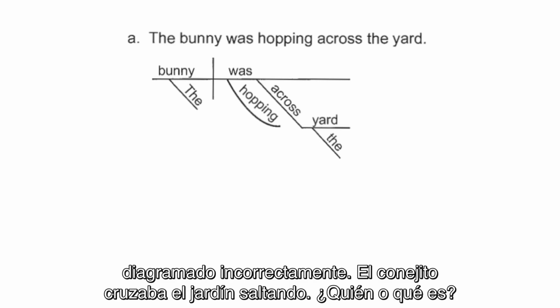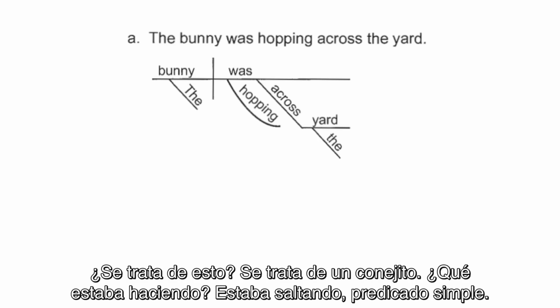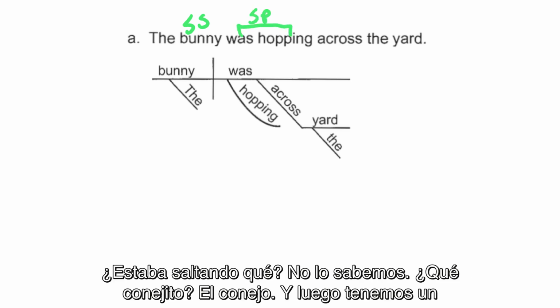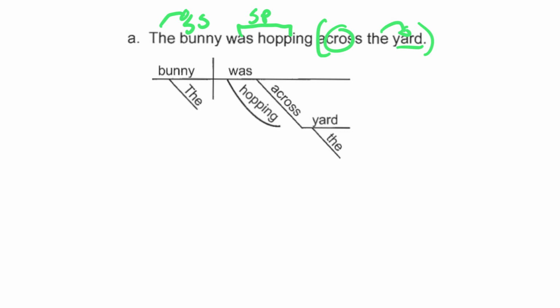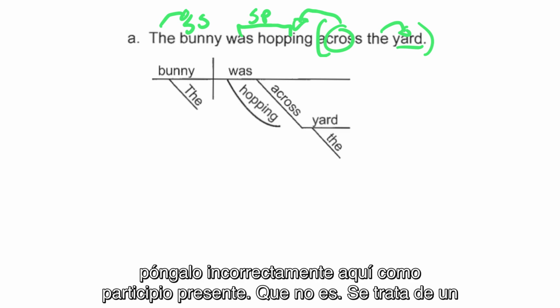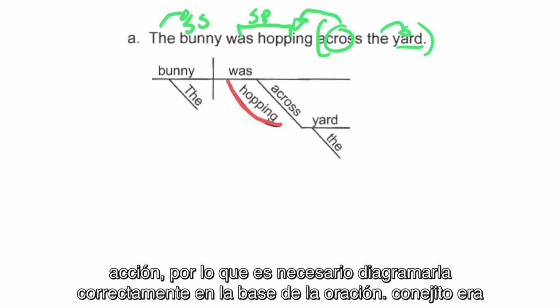The bunny was hopping across the yard. Who or what is this about? It's about a bunny. What was it doing? Was hopping. Simple predicate. Was hopping what? We don't know. Which bunny? The bunny. And then we have a prepositional phrase, across the yard. A prepositional phrase tells us time or space. This is the space. Which space? The space it was hopping. So right here, they incorrectly put it down here as a present participle. It's not. It's an action. So it needs to be diagrammed correctly on the sentence base.